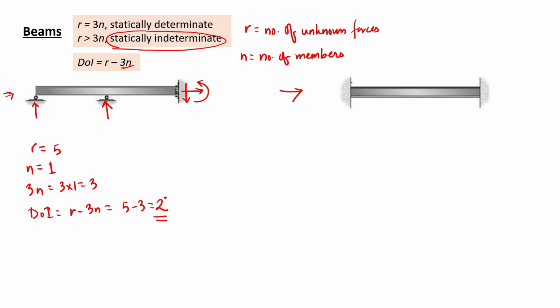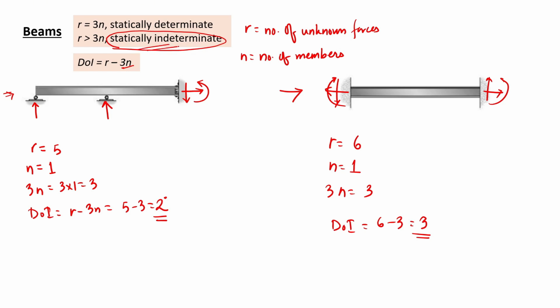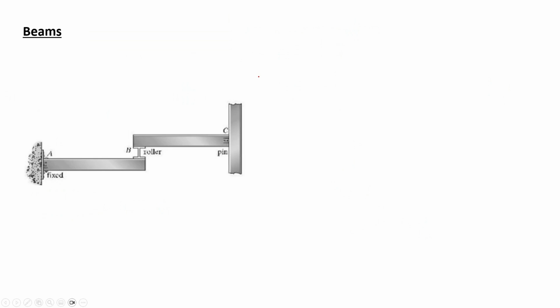In this example, this beam is fixed at both ends, so it's going to have a reaction here and a reaction here. That means the total number of unknown forces is 6, with one beam, so 3n would be 3. The degree of indeterminacy would be 6 minus 3, which is 3. Again, this is a statically indeterminate structure to 3 degrees. That is, it has 3 more unknown forces than the number of equations of equilibrium that we have. Let's look at another example for the beam.